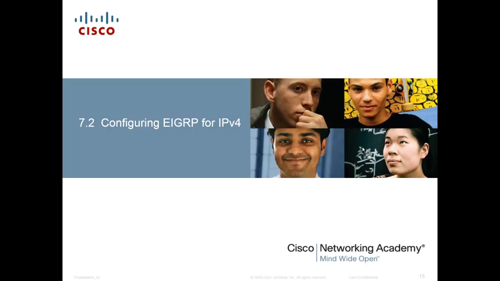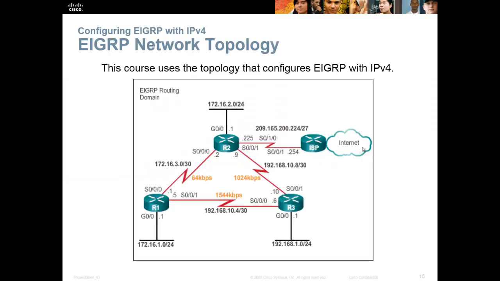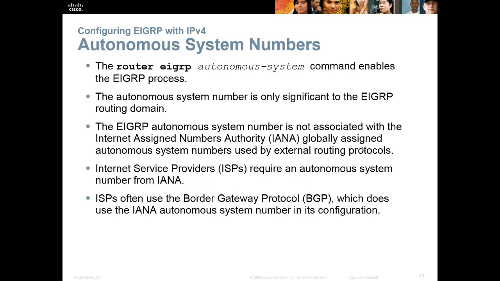All right, how to configure EIGRP for IPv4. Again, the course uses the standard 3 router topology, but there's also going to be an ISP out there, which we probably use to simulate the default route that we're going to put in. To turn EIGRP on, it's just router eigrp and then the autonomous system number.